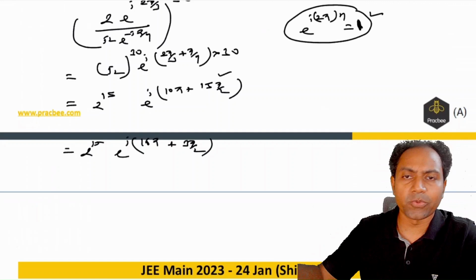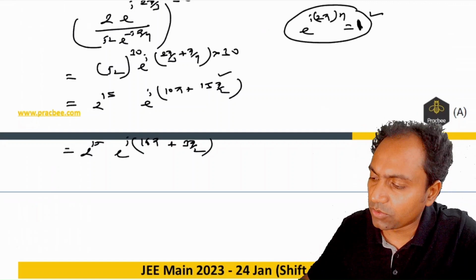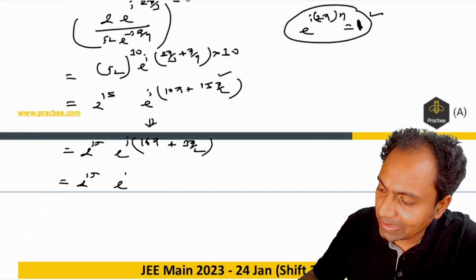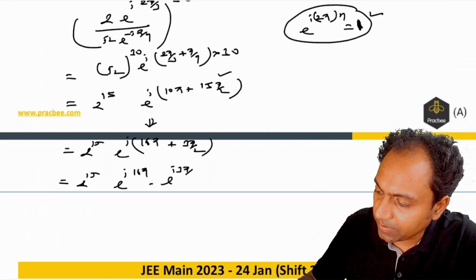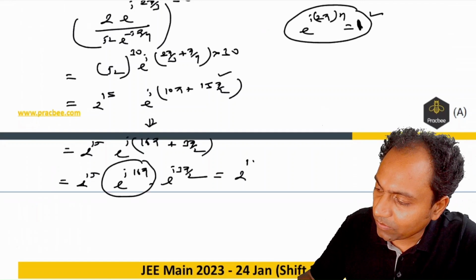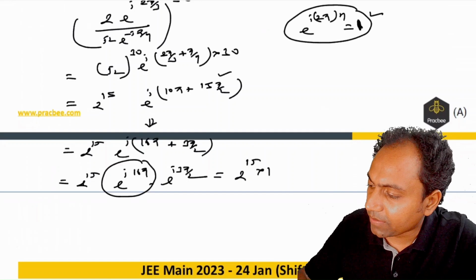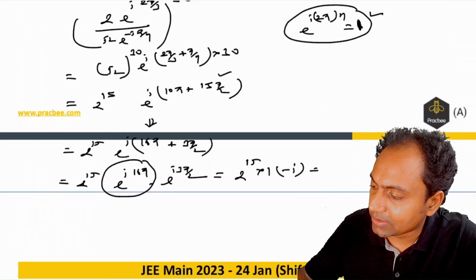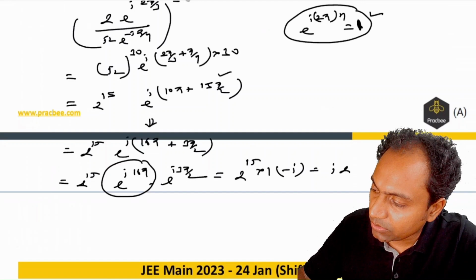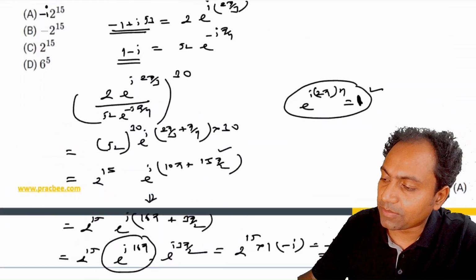This is very simple. You can do it from polar form and also observe it. When you write this part separately, it is e raised to the power i into 16 pi and e raised to the power i 3 pi by 2. The part we have written here will become 1, and the second part will become minus i. So your answer becomes minus i times 2 raised to the power 15, and that is nothing but the option.